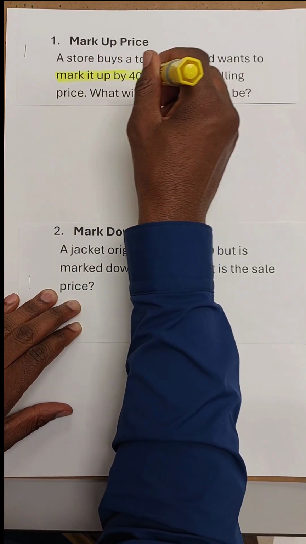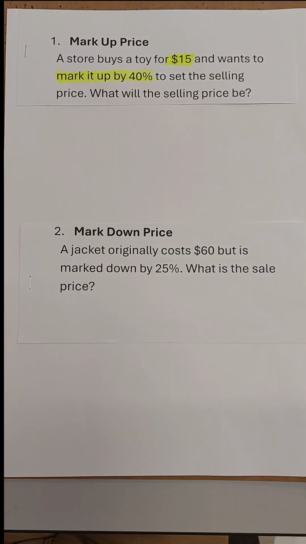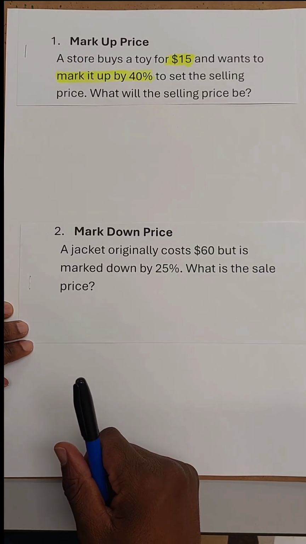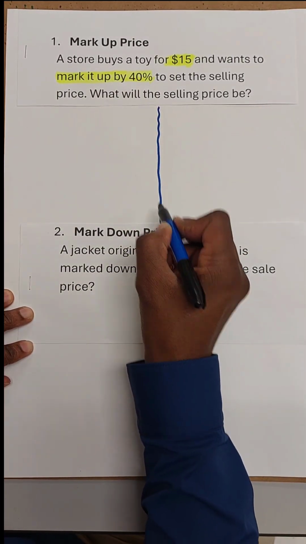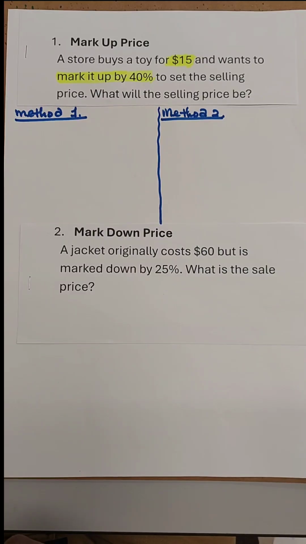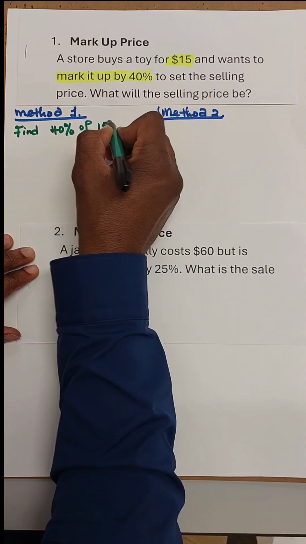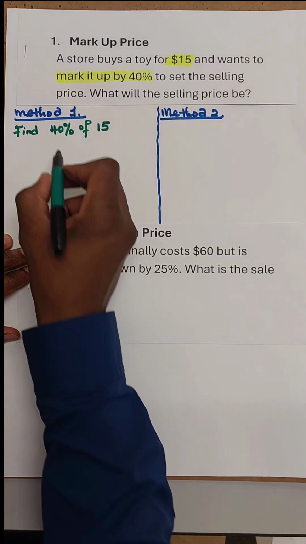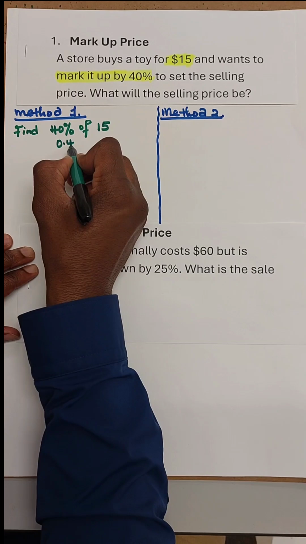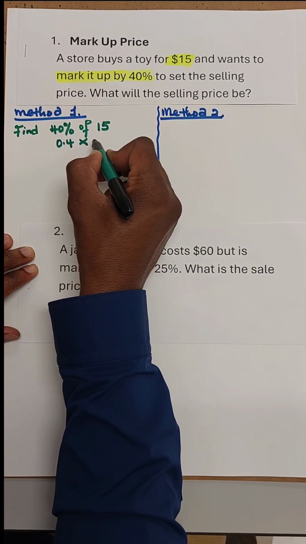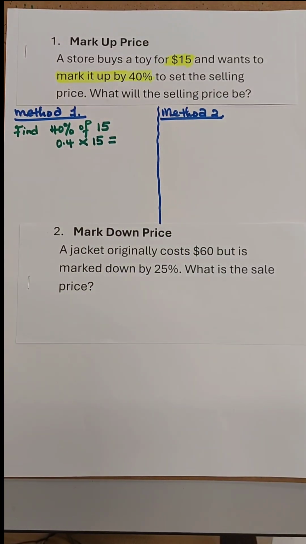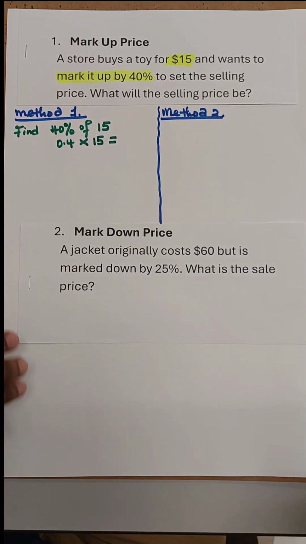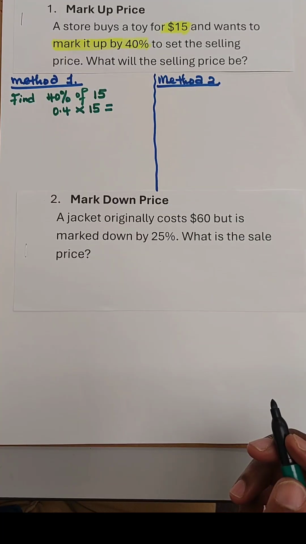There are two ways in which we're going to solve this problem. Let's find out how much we're going to sell that toy. With method one, you will start by calculating 40% of $15. That's the first step. So 40% is the same as 0.4. The word of means multiply, and then we're multiplying that by $15. You can use a calculator. So 0.4 times 15 is $6.